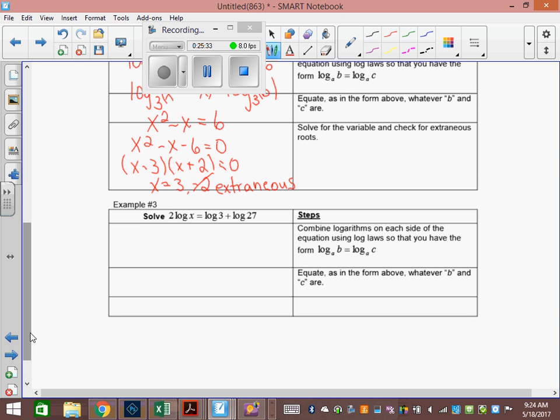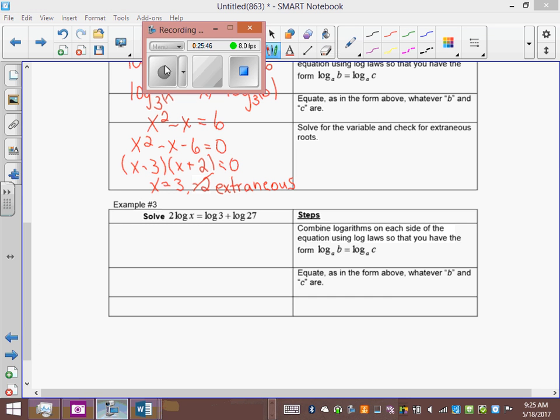Okay, try this one. It's not hard. It's not hard. Just remember to do what? Yeah, delete the logs. No, remember to do what first? Bring that 2 up. That's it. So we get log x squared, bring the 2 up, equals log 3 times 27. So it's going to be log x squared equals log 81.